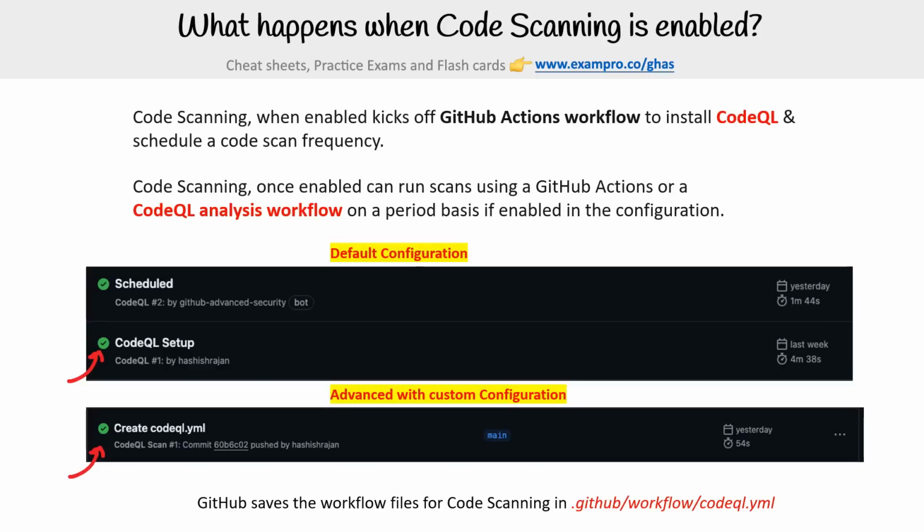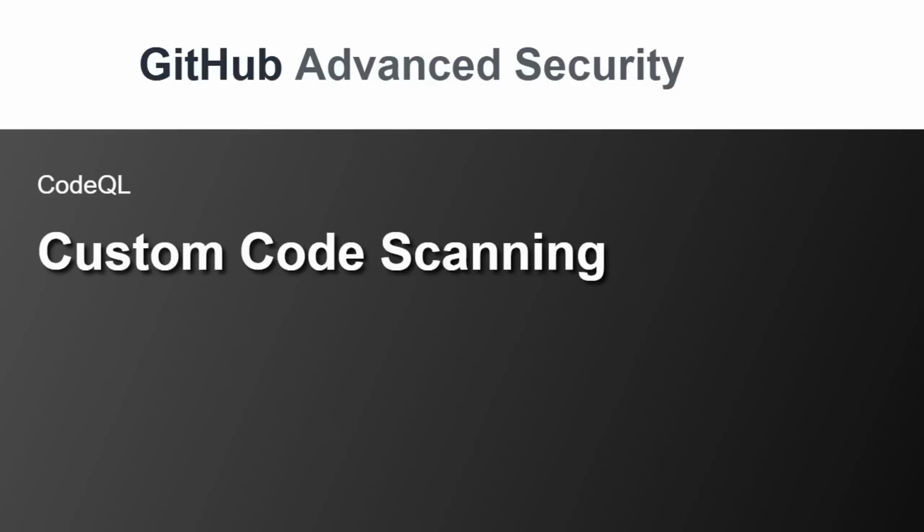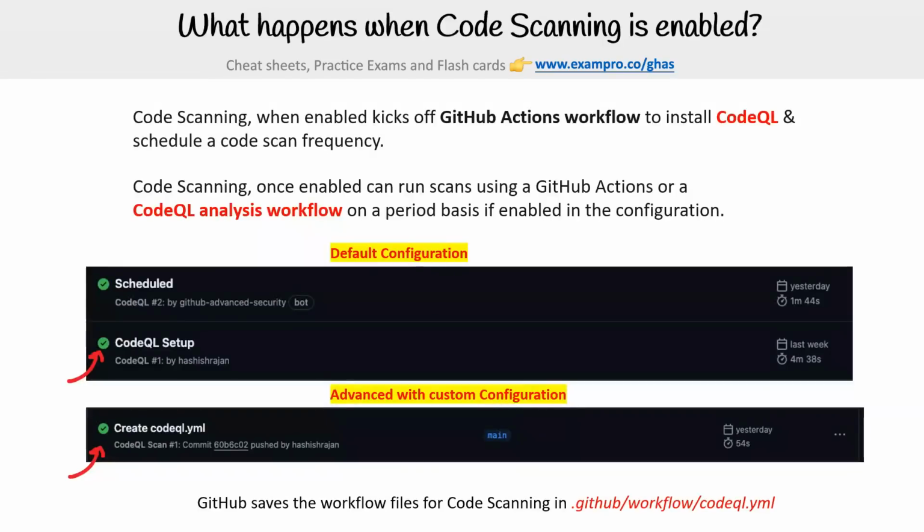Now, code scanning, once enabled, kicks off GitHub Actions by itself. The first one would be to install CodeQL, and second, if you have a schedule, it would set up a periodic scan to run code scanning for the repository. Now, if you choose to go down the custom configuration path, that is, instead of using the default configuration, in this example, I'm using a CodeQL.yaml file. That file would define what configuration would be used for scanning code in that repository.